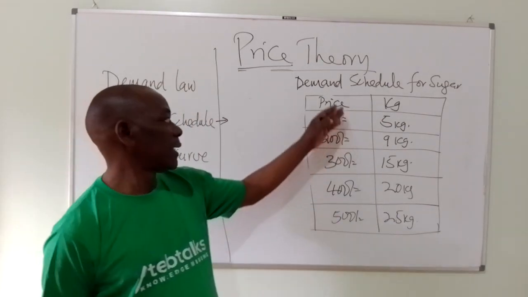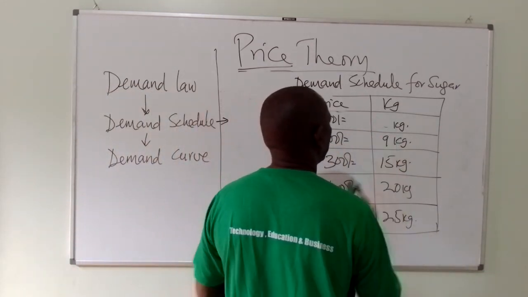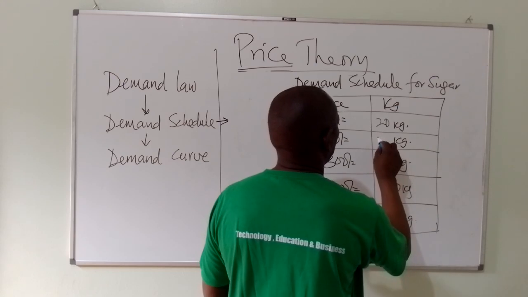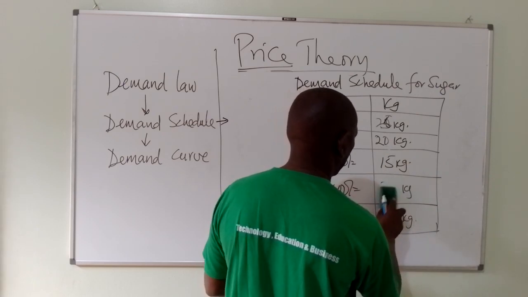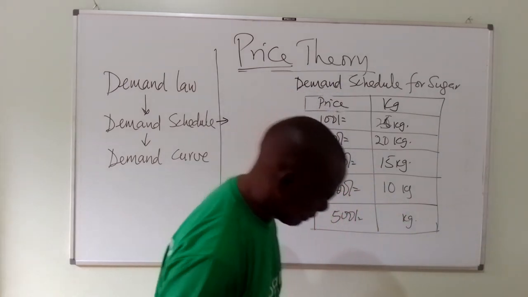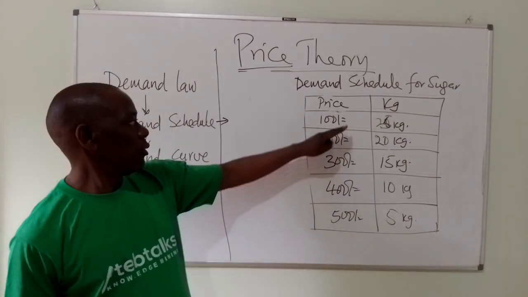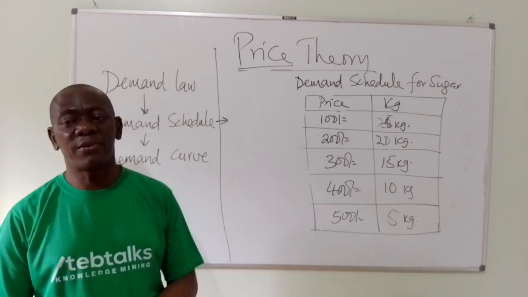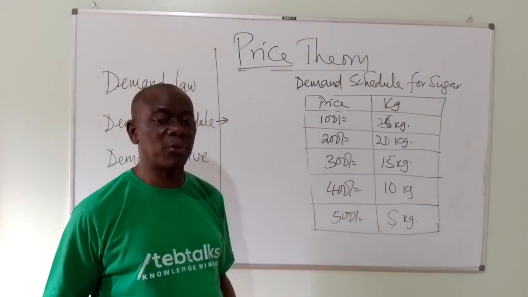What does it show? As the price goes up, the quantity goes down: 25, 20, 15, 10, and 5. So when the price is 100 shillings, the demand is going to be 25 kilograms. That is the demand schedule. It is representing the demand law. It's a reflection of the demand law.